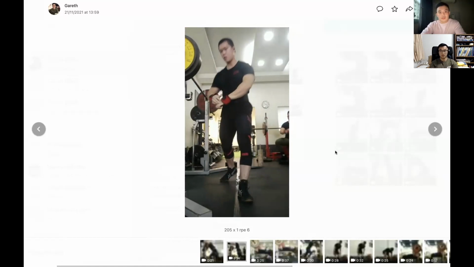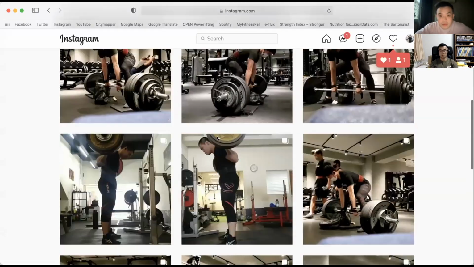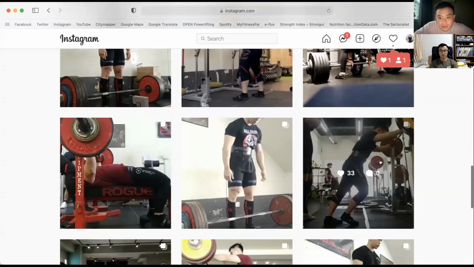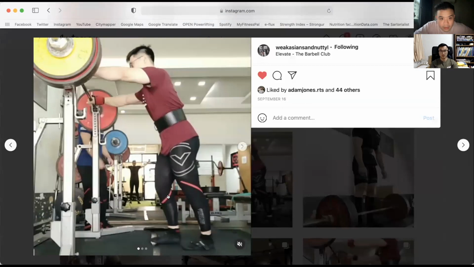I'm trying to find this IG because the one thing I want people to look at is what is happening at his feet. All right, oh, it is there. I think there's an underscore in there. So let's have a look here. I think there's a squat.